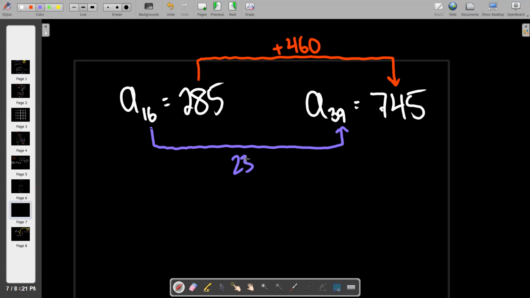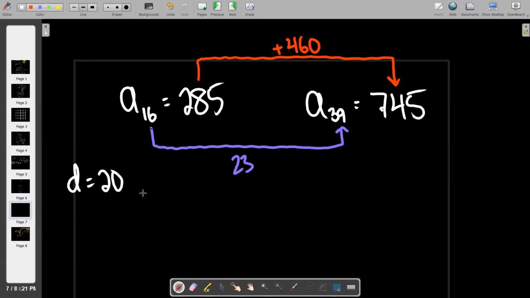Got it? So what we do now is we divide. In life, you divide how much something changes by how long it takes, and you can find something called an average rate of change. And what is 460 divided by 23? It's exactly 20. So we just figured out that D is 20.